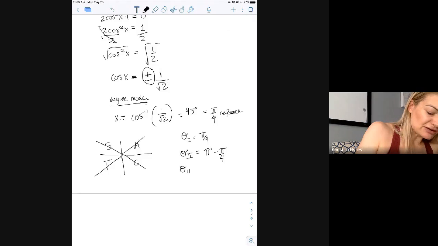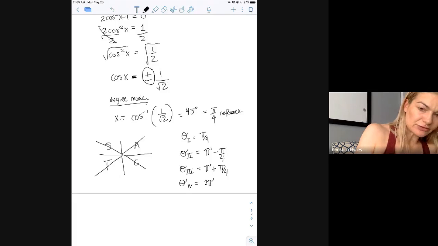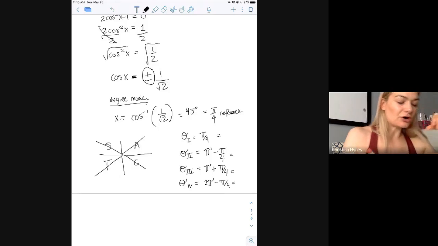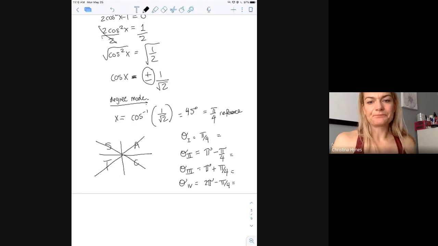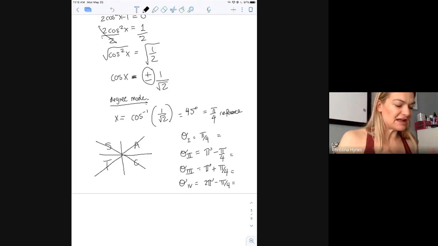Then we have quadrant number 3. You're going to have to go pi plus the reference angle, which is pi over 4. And then your last one in quadrant number 4, you're going to have to go 2 pi, which is 360 degrees, and subtract pi over 4. Okay, so once you do the math, those are your solutions for this kind of question algebraically done.